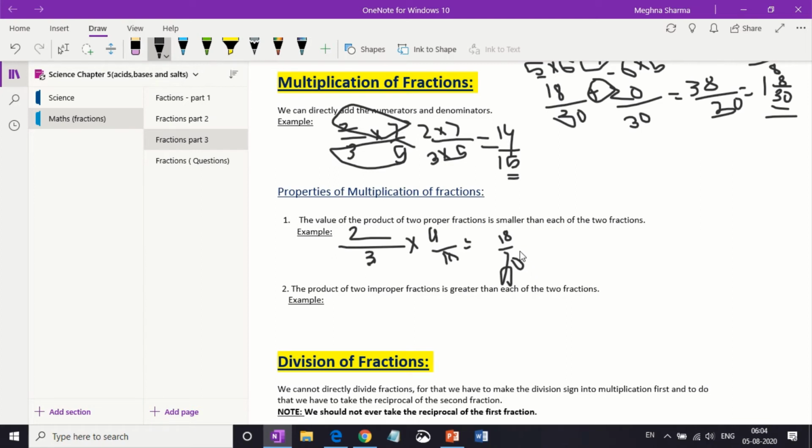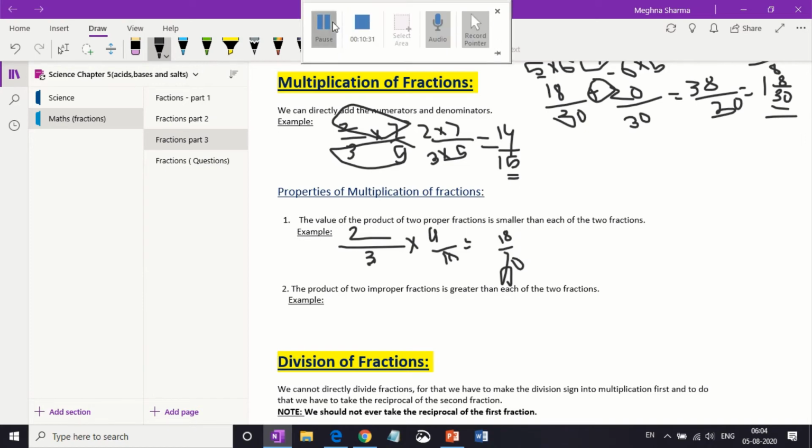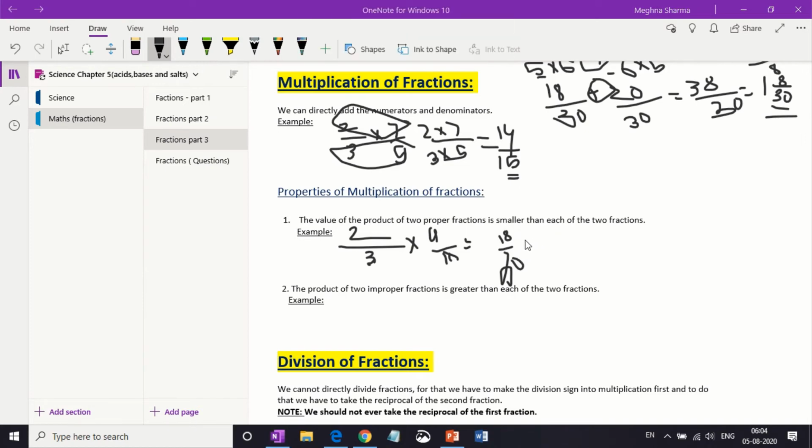Now you can find the equivalent fraction by division. 30 and 18 both come in the 3 table, so 6 by 10. More, you can cut by the 2 table, and you get 3 by 5. Now this 3 by 5 is smaller than these two fractions. Comparing fractions I will not teach you now, I will be teaching in a further video.